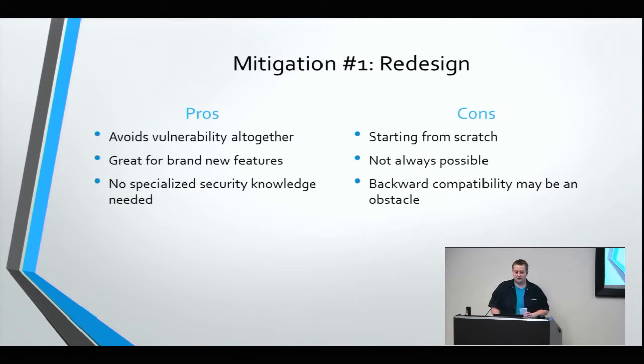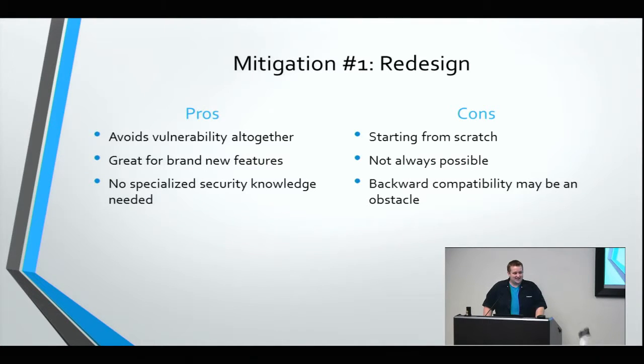So what do we do when we come across these vulnerabilities in our software? Well, first we can redesign the software, right? And that's great. It avoids the vulnerability altogether. We redesign to completely reroute around that vulnerability so it's not even a problem anymore. This works well for some brand new features that have not yet been implemented. And generally, you don't need any specialized security knowledge to do something like this. You just need to know the application you developed and rework it.